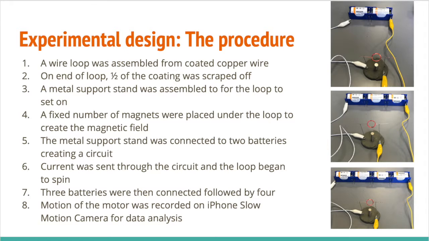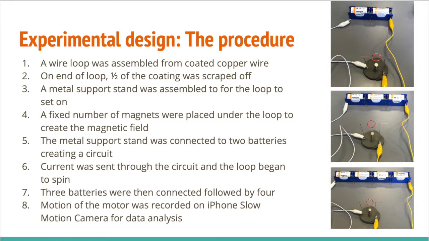The procedure for this experiment started with assembling a wire loop from coated copper wire. On one end of the loop, half of the coating was scraped off, and then a metal support stand was assembled for the loop to set on. A fixed number of magnets were placed under the loop to create the magnetic field.